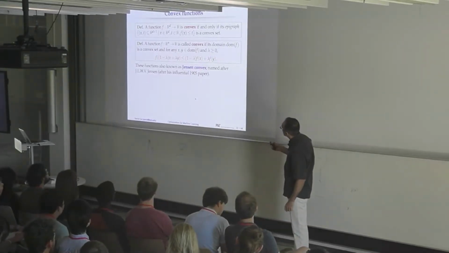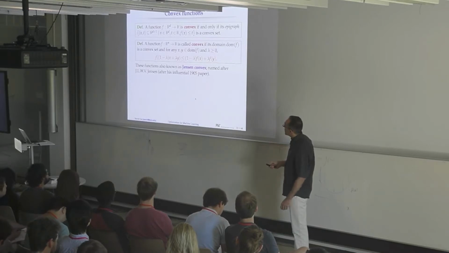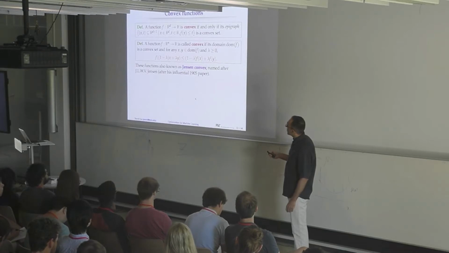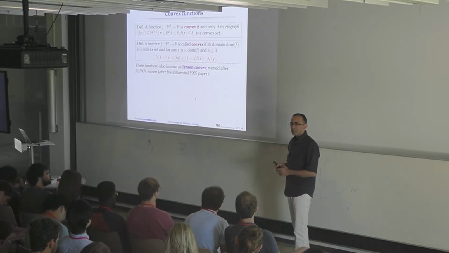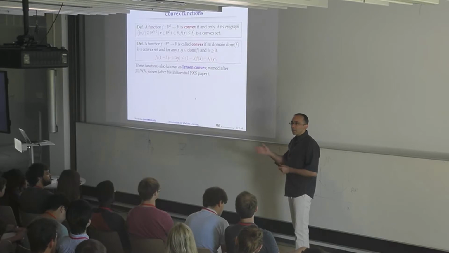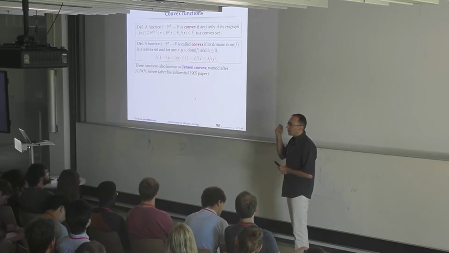A function is called convex if its domain is convex, and for any 2 points in its domain, f evaluated at the arithmetic average is less than the arithmetic average of the f at the 2 endpoints. That's one way to read it. Some people read it as f evaluated at a convex combination. I like to call it f evaluated at the arithmetic average.